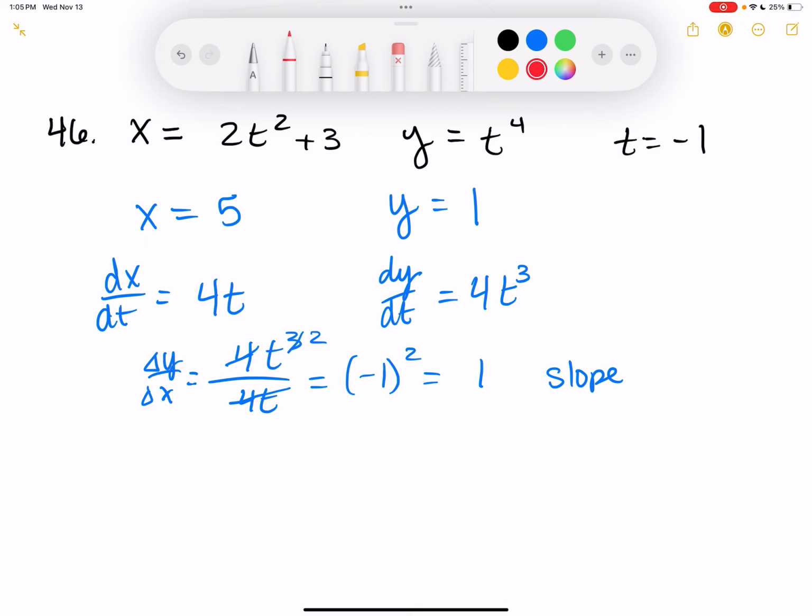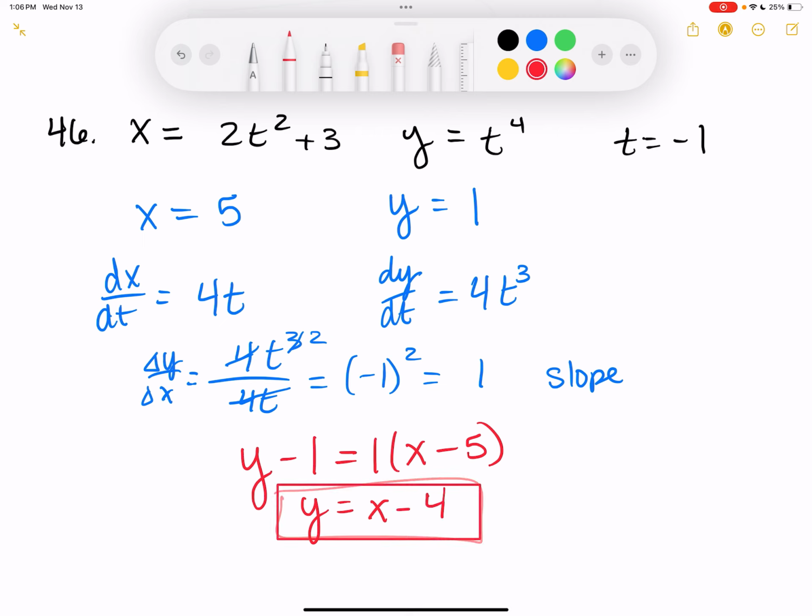So to write the equation, y minus 1 equals 1 times x minus 5. So y equals x minus 5 plus 1, so minus 4. So y equals x minus 4. And obviously, since the slope was 1, I didn't really need to write this 1 times this stuff, but I just did for reference. All right, now we can backtrack to the one that's harder.